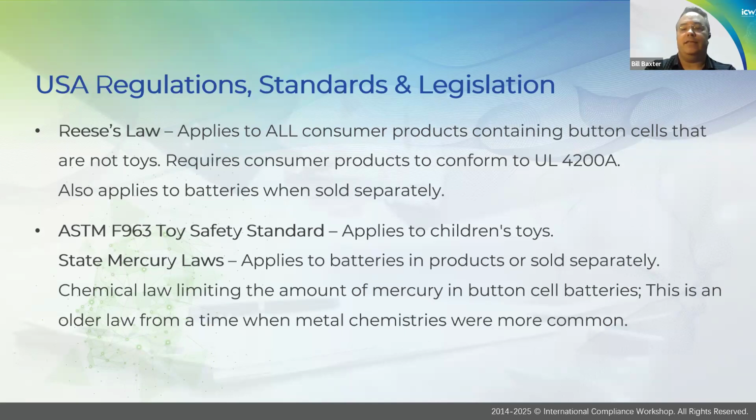Well, what's Reese's Law, you ask? Reese's Law is the overarching button cell battery law that covers all consumer products in the US. It's named in memory of Reese Hamsmith. It was passed in law in 2022 and came into effect in 2024. And what it does in a nutshell is it requires all consumer products to take on labeling requirements, physical testing requirements, and specific instructions requirements.